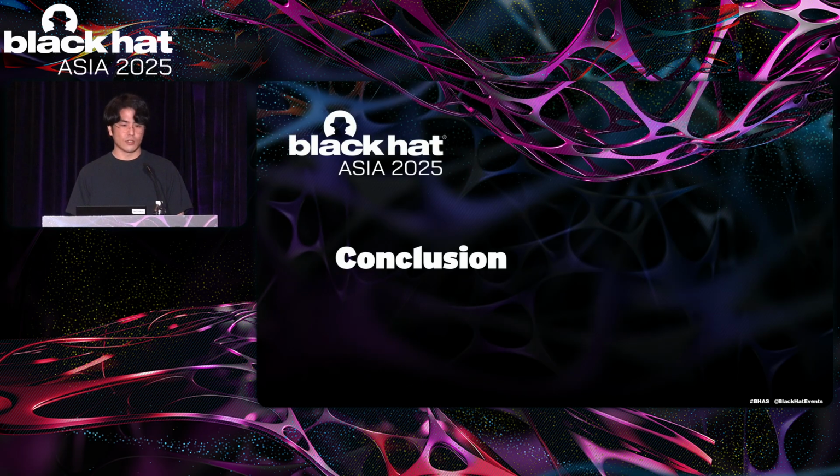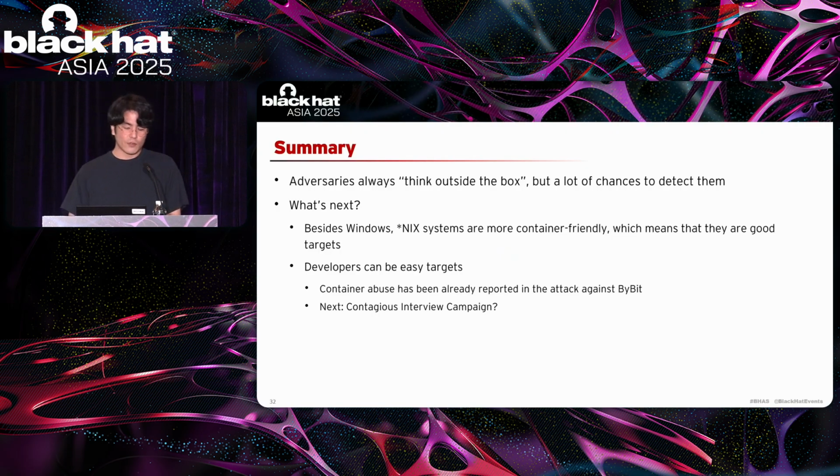Okay, so let's move on to the conclusion. Adversaries always think outside the box, as we described here. But after investigation, we confirmed that there are a lot of chances to detect them. So what's next? This type of TTP will be increasing in the near future. Maybe yes.